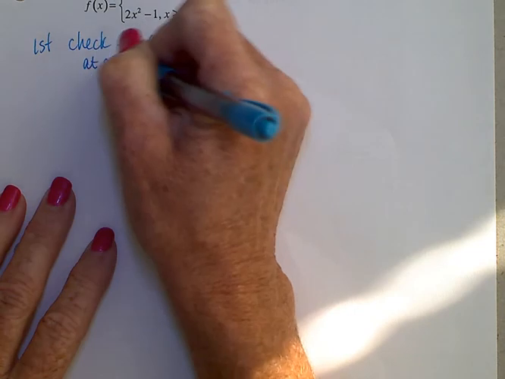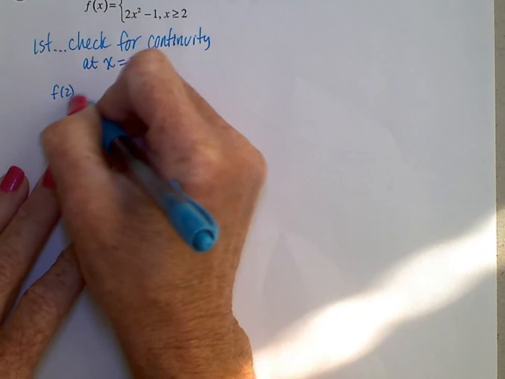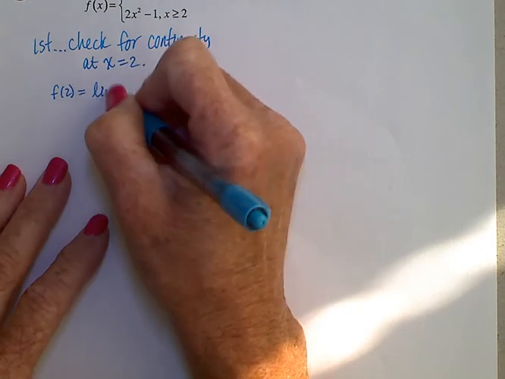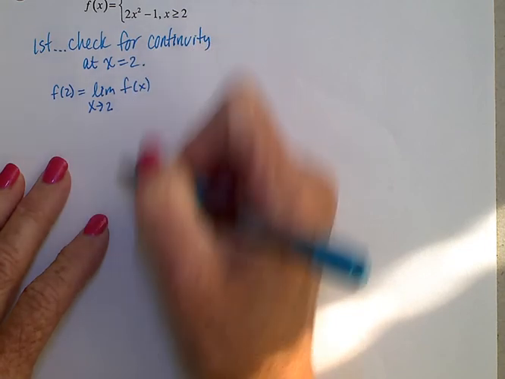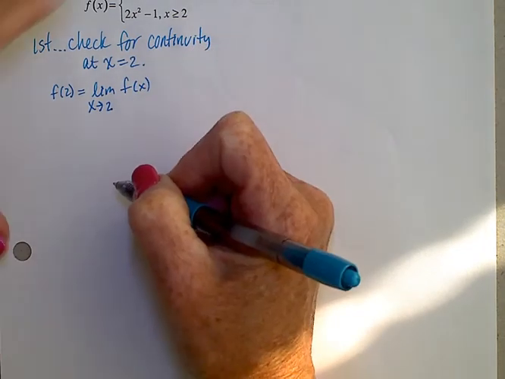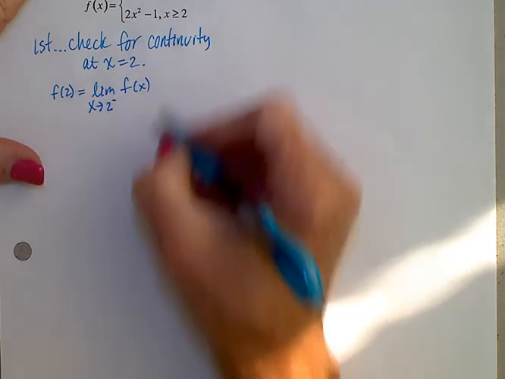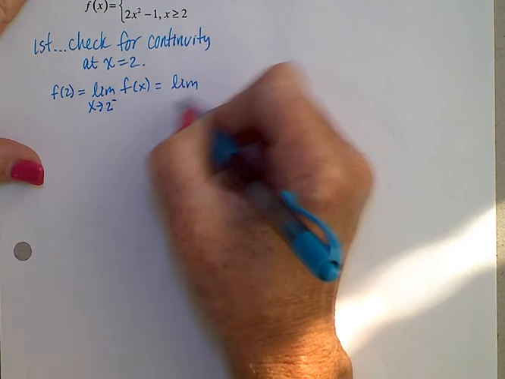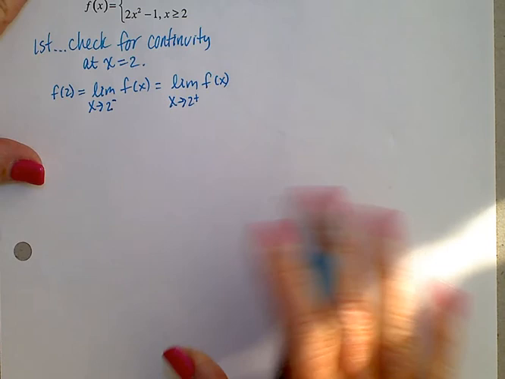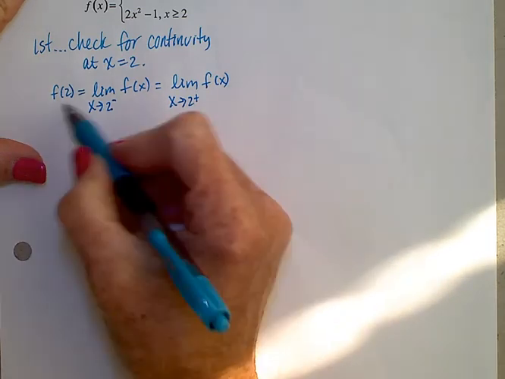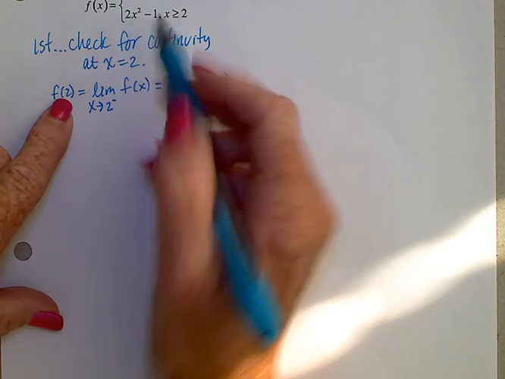At x equals 2. So again, f of 2 equals the limit as x approaches 2 of f of x. But because this is a piecewise defined function, we do need to check the limit from the left and from the right. So the limit from the left of 2 has to equal the limit as x approaches 2 from the right. This function evaluated at 2 gets plugged in here. That's 8 minus 1, 7.